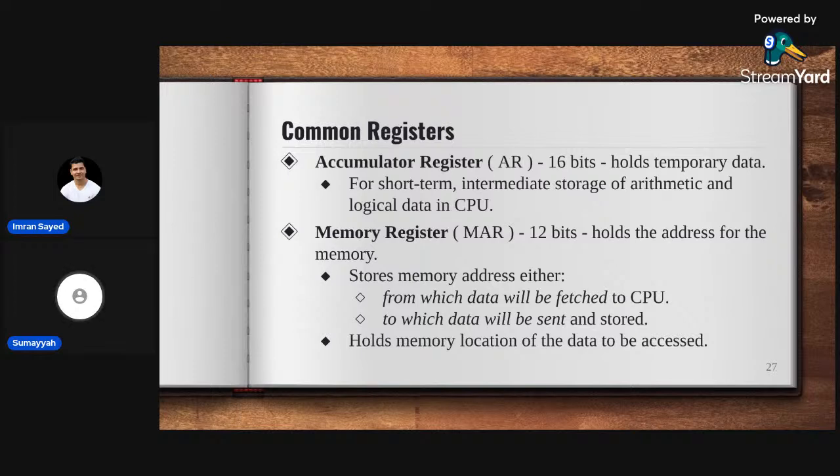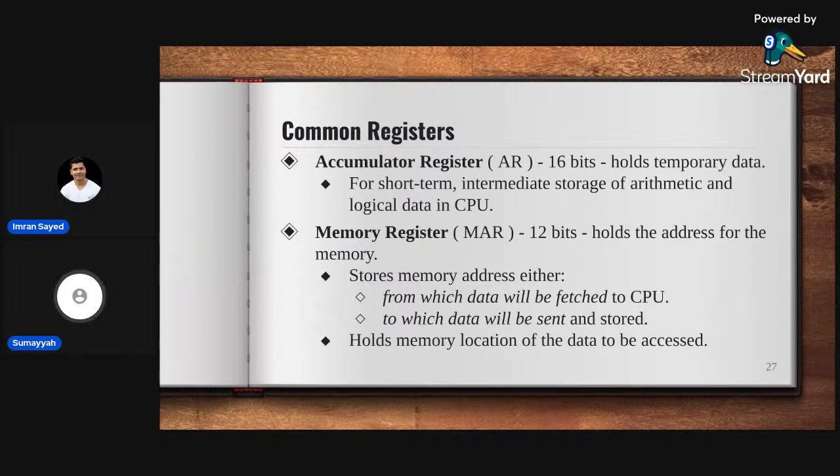The common registers are the accumulator register of 16 bits. It holds temporary data for short-term intermediate storage of arithmetic and logical data in the CPU. The memory register or MAR, this should be memory address register, right? MAR is short for memory address register. Okay. Let's update that. It has 12 bits. It holds the address for the memory.